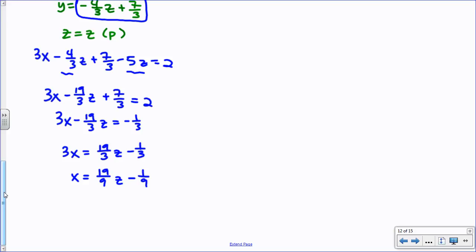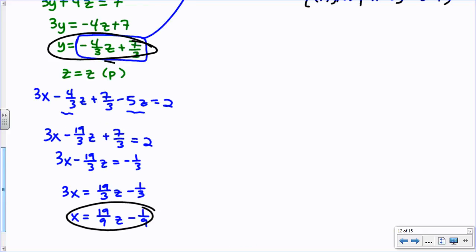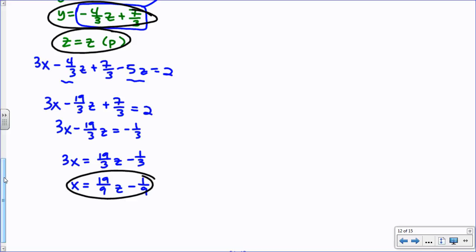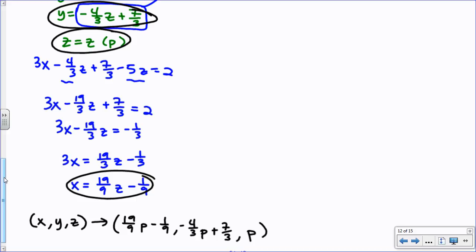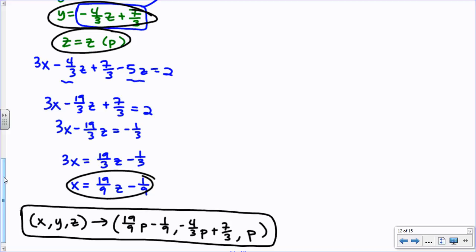So writing this in as a parameter, so I have my x, my y, and my z. I say that x, y, z, that ordered triple, goes to 19/9 p, because z is my parameter, minus 1/9. That's x. Y is negative 4/3 p plus 7/3. And then z is my parameter, so p. Not very pretty.